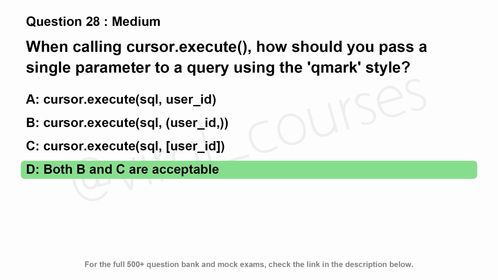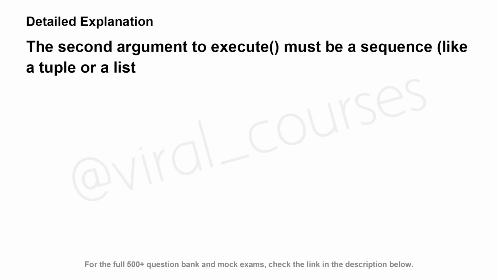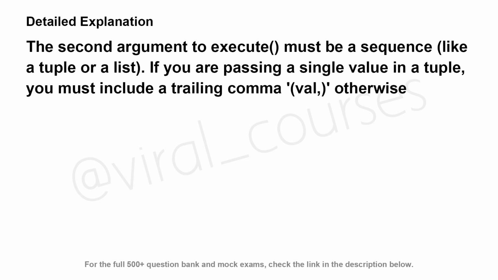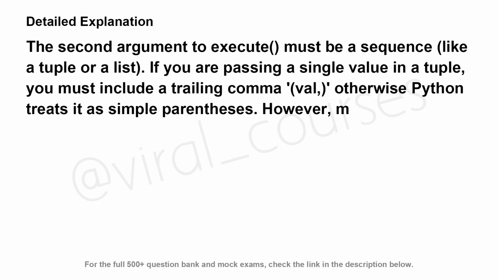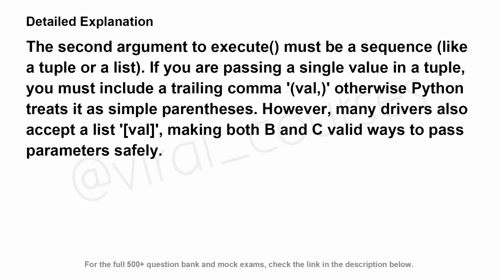The correct answer is D. The second argument to execute must be a sequence, like a tuple or a list. If you are passing a single value in a tuple, you must include a trailing comma, (val,). Otherwise Python treats it as simple parentheses. However, many drivers also accept a list, [val], making both B and C valid ways to pass parameters safely.